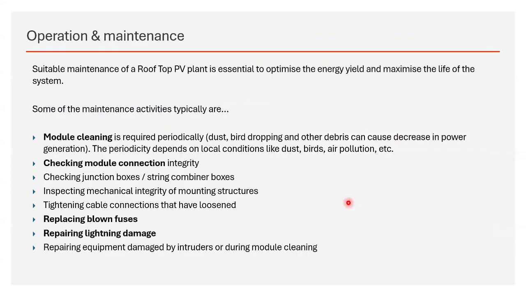Now, operation and maintenance of solar PV cells, rooftop solar cells. One most important part is module cleaning, which is required very frequently, especially in places where dust or bird dropping nuisance are there. This is directly related to decreasing the system efficiency or module efficiency. So this has to be periodically cleaned, and the integrity or tightness of the module connections has to be checked very frequently.